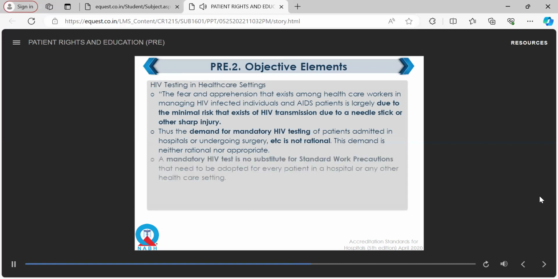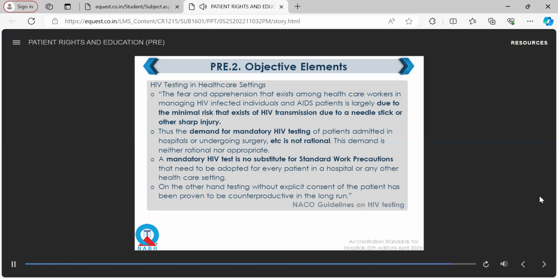A mandatory HIV test is no substitute for standard work precautions that need to be adopted for every patient in a hospital or any other healthcare setting. On the other hand, testing without explicit consent of the patient has been proven to be counterproductive in the long run. NACO guidelines on HIV testing.